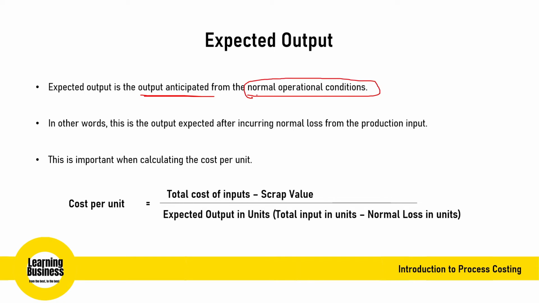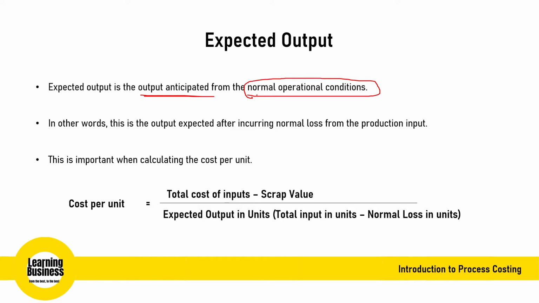Expected output is the output that we expected, we anticipated during the normal operational conditions. These are the keywords that you need to use if you are going to define the word expected output. If you are running in the correct normal operational condition, at the correct efficiency levels, this is the output quantity that you can expect from the production.